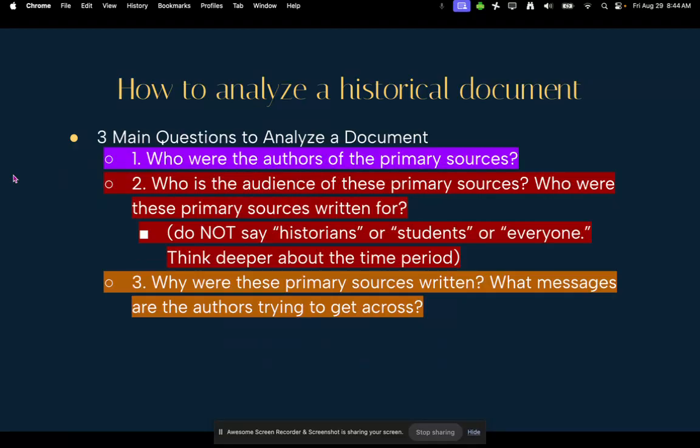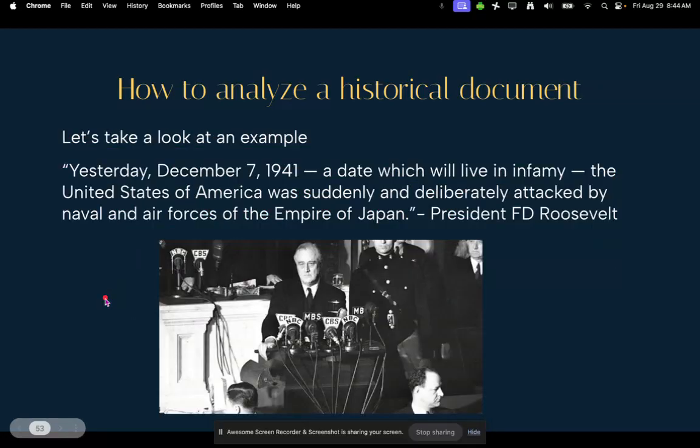The first question is, who are the authors of the primary sources? Second question is, who is the audience of these primary sources? Who are these primary sources written for? This one's tricky. A lot of students just say historians or students or everyone. That is not an acceptable answer. When we look at documents, you gotta think deeper about the time period. Who really were these documents written for? And the third question is, why were these primary sources written, and what message are the authors trying to get across? So let's take a look at an example.